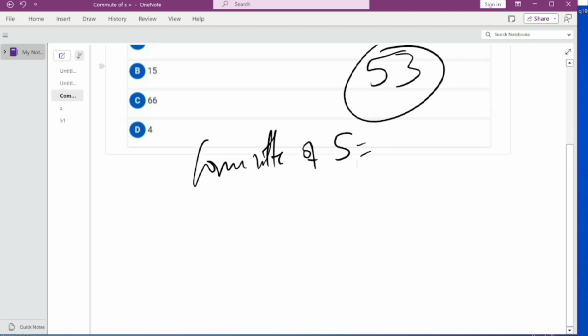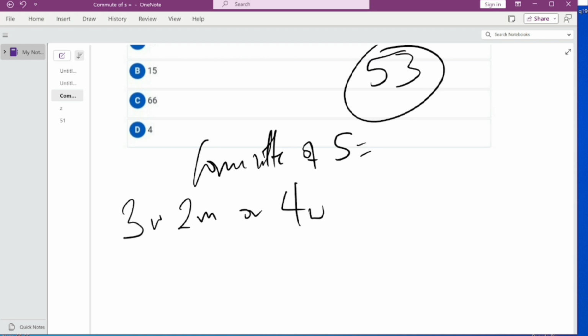That means it's either we have 3 women to 2 men, or 4 women and 1 man. And if you have something like 3 women and 2 men, the word "and" most times in permutation and combination, and also in probability, means multiply, and the word "or" means to add. Since it's a selection, this question falls under combination.